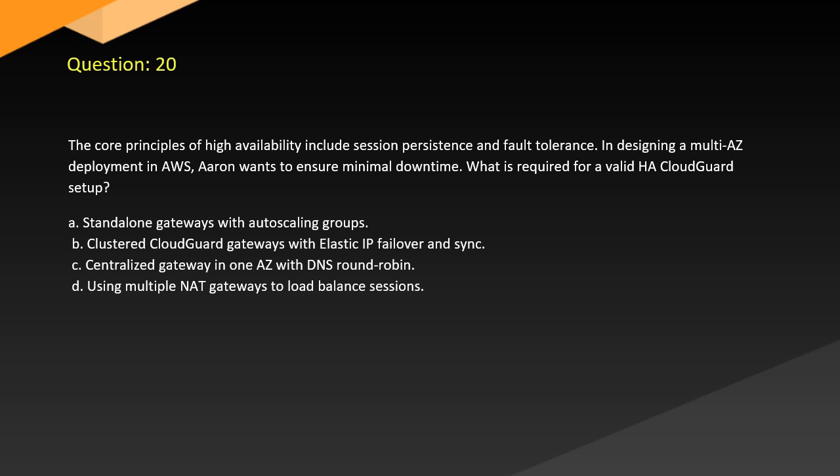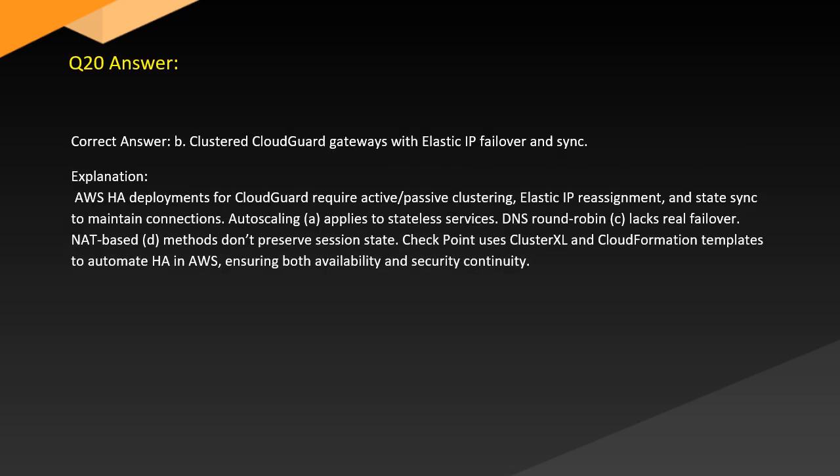C. Centralized gateway, one AZ with DNS round robin. D. Using multiple NAT gateways to load balance sessions. Answer. Correct answer: B. Cluster CloudGuard gateways with elastic IP failover and sync. Explanation. AWS HA deployments for CloudGuard require active-passive clustering, elastic IP assignment, and state sync to maintain connections.